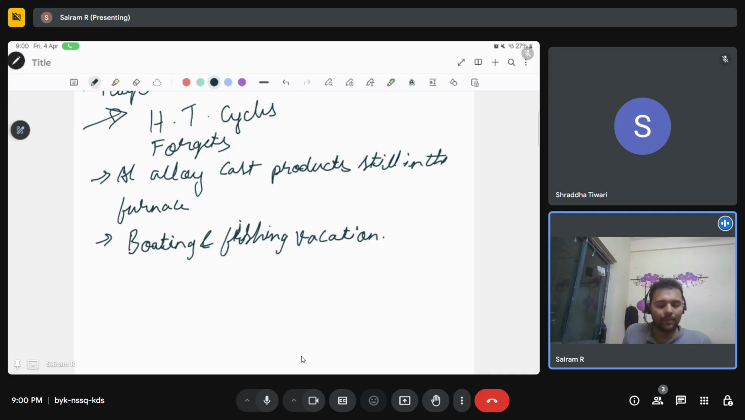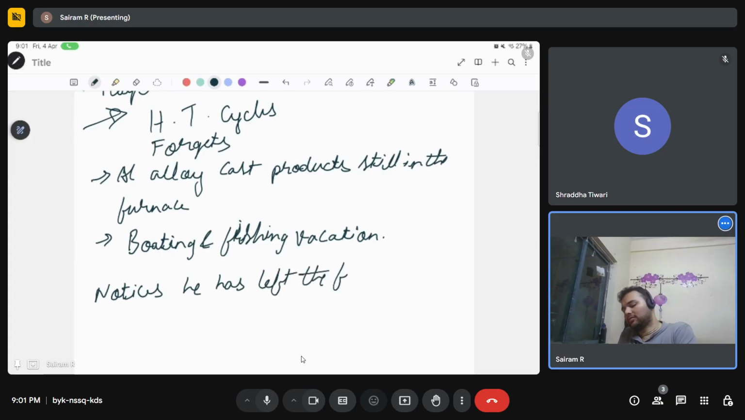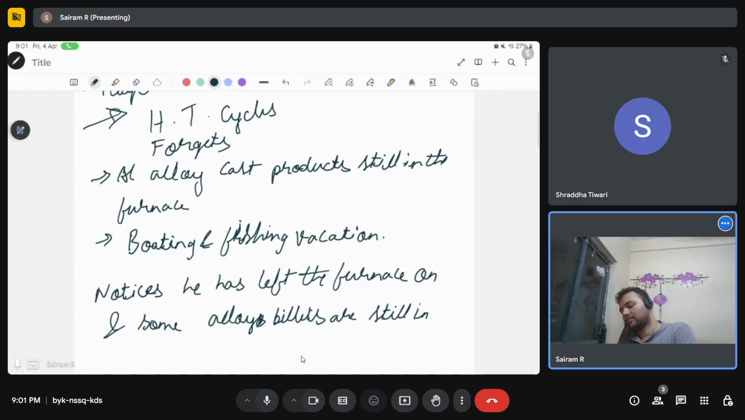He takes a considerable amount of vacation time. He enjoys his time. He comes back, notices he has left the furnace on, and some alloy billets are still in the furnace, right?